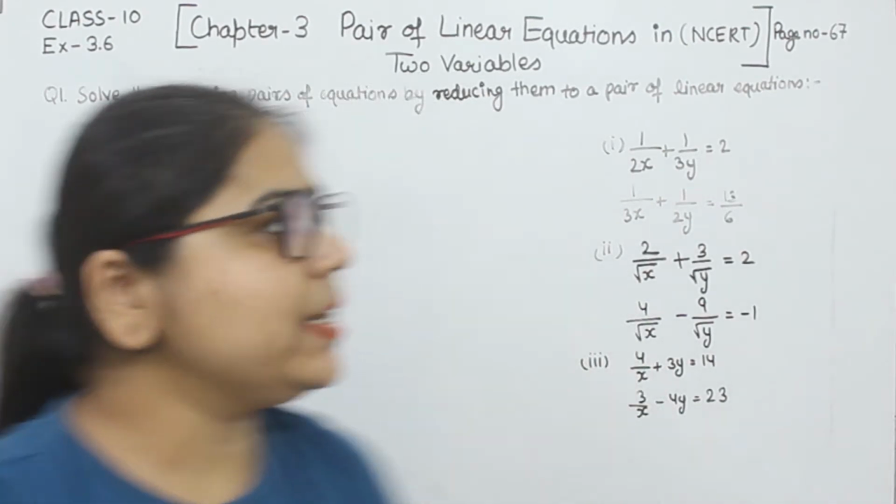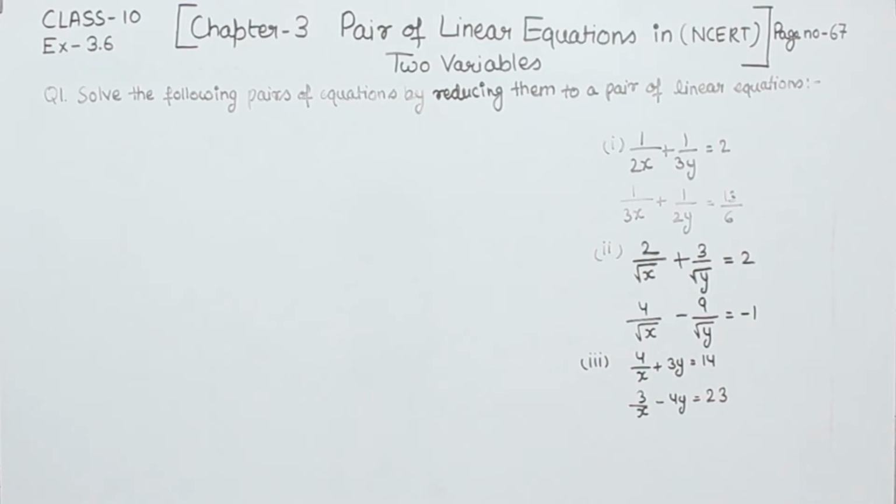Exercise 3.6, page number 67, question number 1. Solve the following pair of equations by reducing them to a pair of linear equations. We are having 8 parts of the equation. We are going to solve this one in 3 parts. In the first part, we are going to solve parts 1, 2 and 3. So, start with part 1.